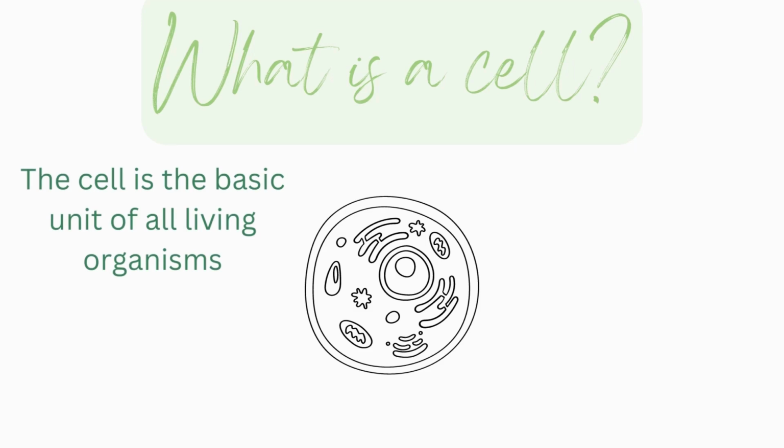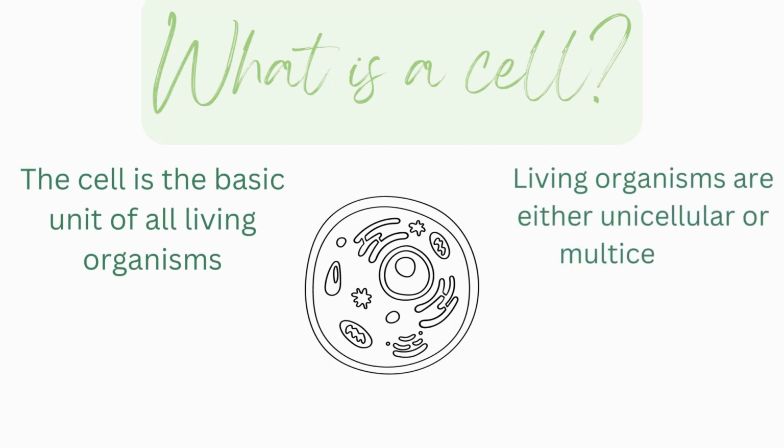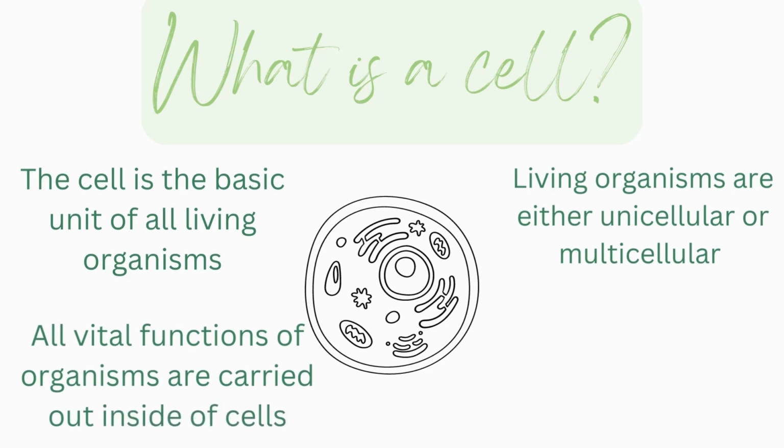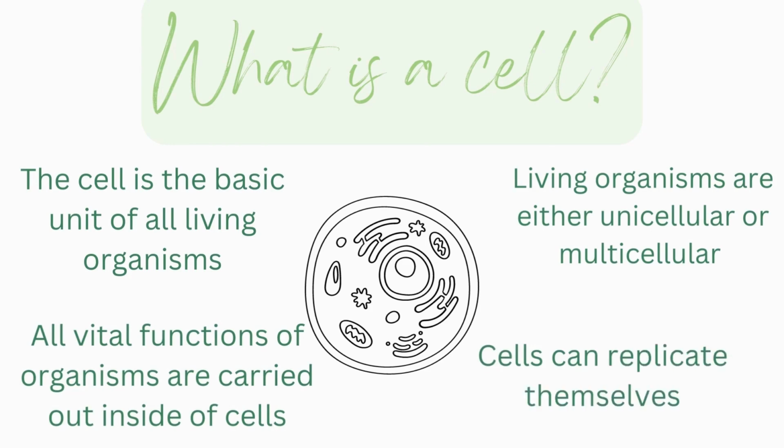Living organisms are either unicellular or multicellular. Unicellular meaning composed of one cell, or multicellular meaning composed of multiple cells, like humans that are composed of trillions of cells. All vital functions of organisms are carried out inside of cells. For example, photosynthesis that is carried out in plant cells and some protist cells. Cells can replicate themselves, which is how organisms grow and reproduce.